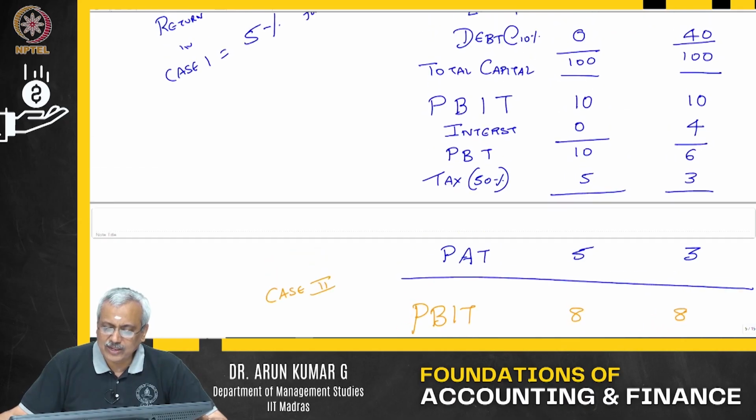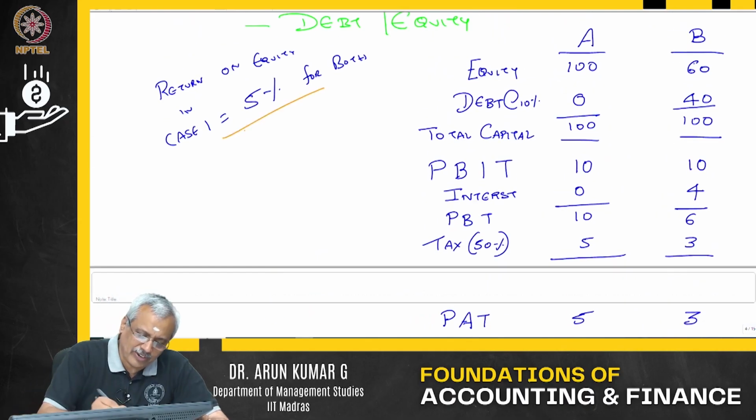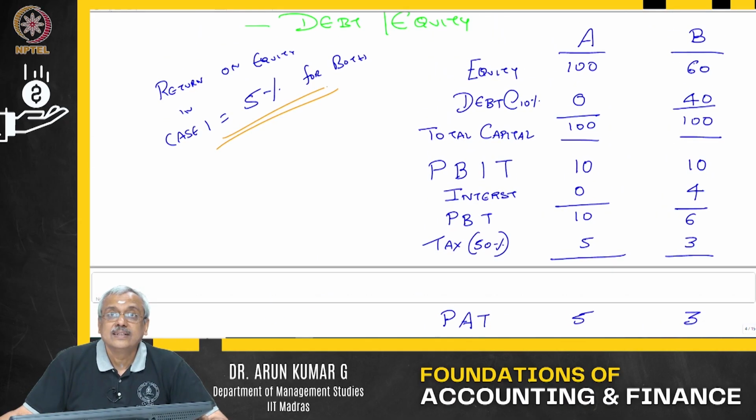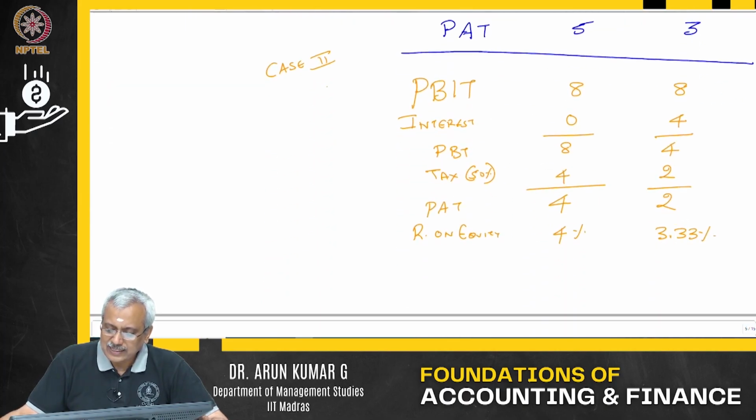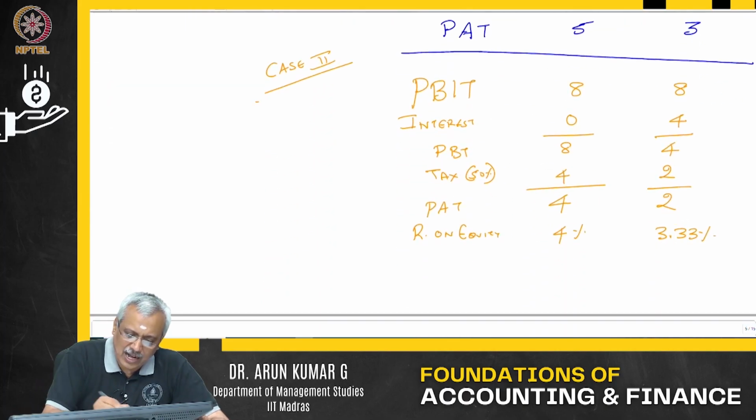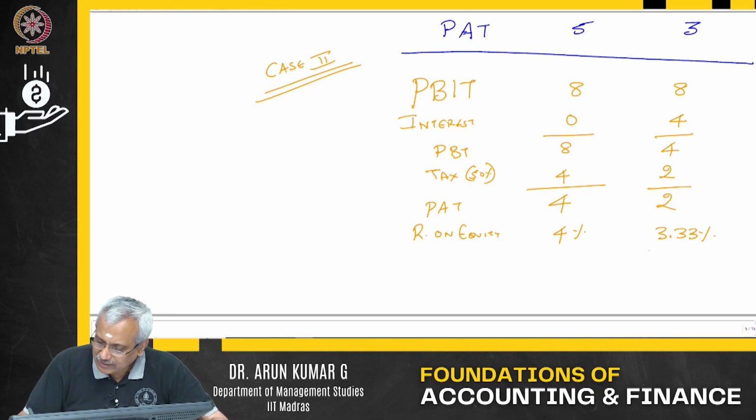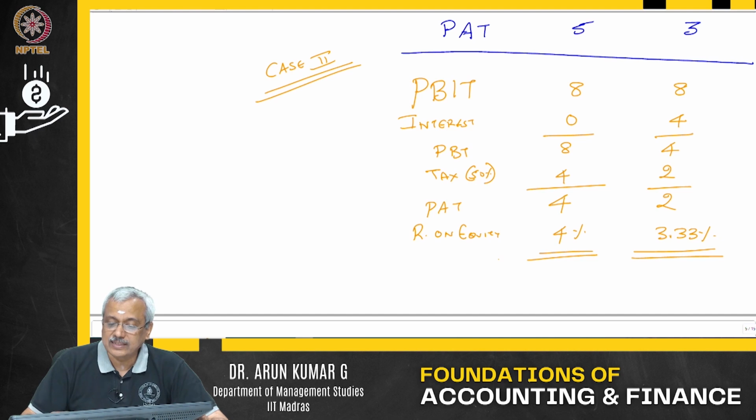In the earlier case, what was the return? Both of them at 5%, fantastic. In case 2, what happens? The profit slightly drops. My return for the equity holder drops substantially, 3.3.